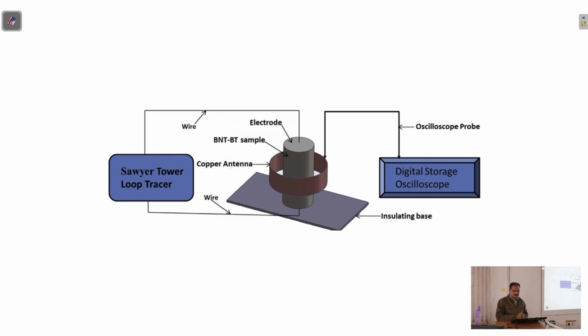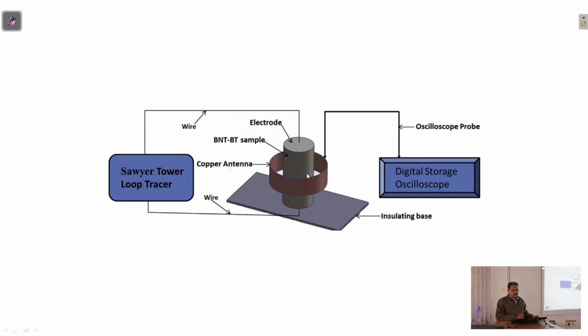So this is just a schematic. Is this cursor visible nicely? So this cylindrical one is supposed to be the sample of a piezoelectric material. For this case it is BNT-BT, but any piezoelectric material, if you use, then we are likely to have the signal, so that's not a problem.